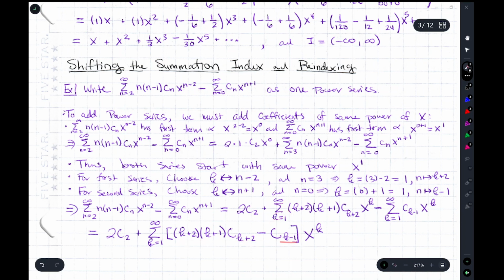And now we can just factor out the x to the k because they're the same power. That's why we did all that we did. And we're left now with this. This is one power series.